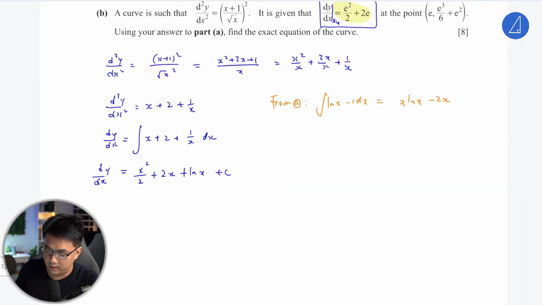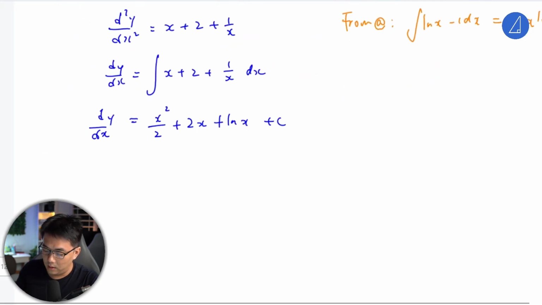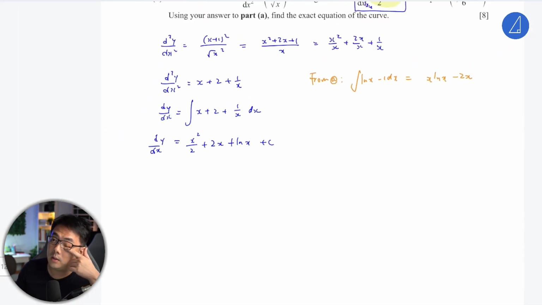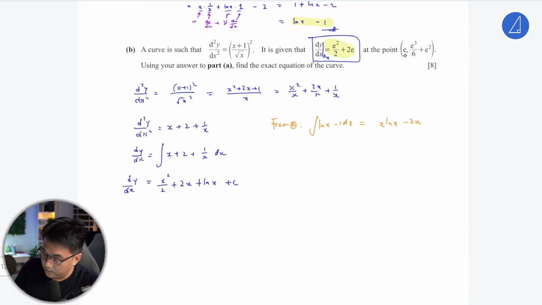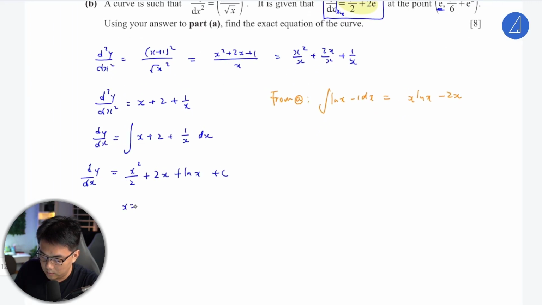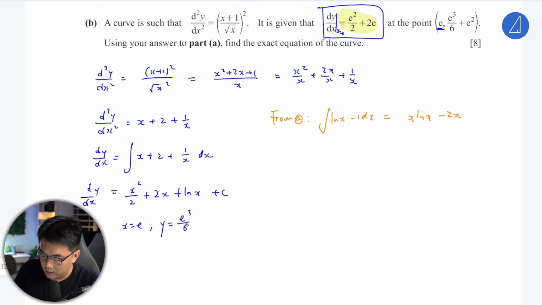Right, so that's the first thing, because I can see the ln x there. This is the thing that we need to take note of. Once done, I know that when x equals e, y equals e cubed over 6 plus e squared, and dy/dx equals e squared over 2 plus 2e.